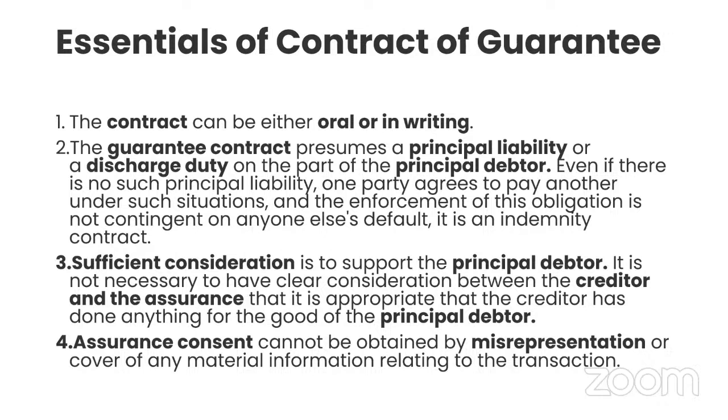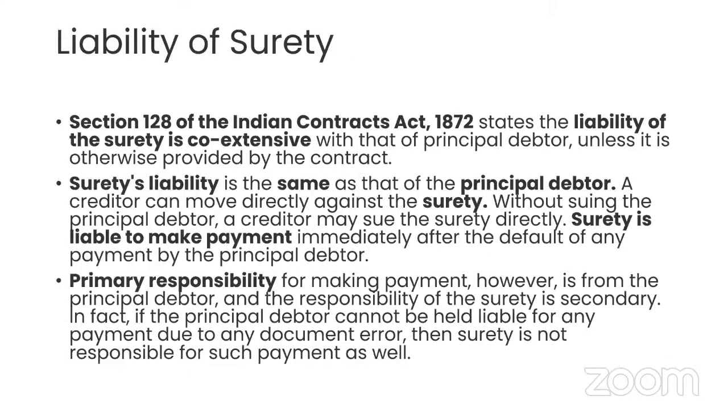For example, I just now gave you an example. I am approaching SBI for a loan of 10 lakh rupees. And I want my friend X to sign as guarantee. But I don't tell my friend that I am taking a loan for 10 lakhs. I tell my friend that I am only taking a loan for 1 lakh rupees. So what am I doing here? I am obtaining my friend's consent through misrepresentation, through false information. That also should not be there.